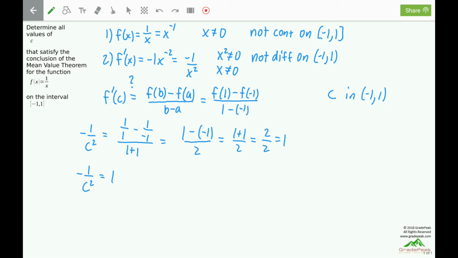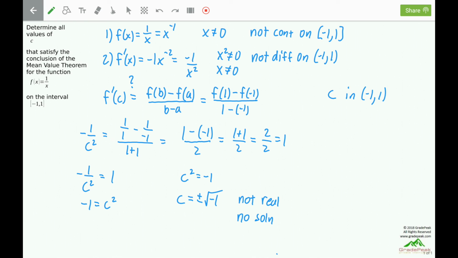We can multiply both sides by c squared, giving -1 equals c squared. So to solve for c, we can take the square root of both sides, and c will equal plus or minus the square root of -1. Because there's a negative under the root, this is not a real number. And therefore we have no solution for the c value here.